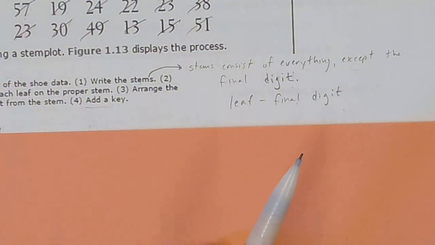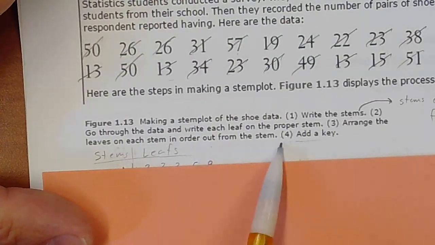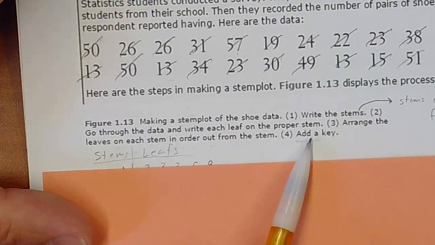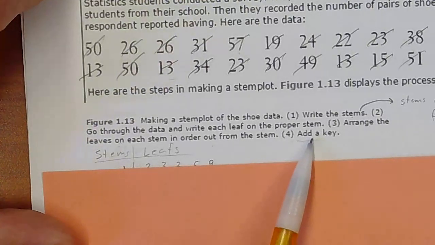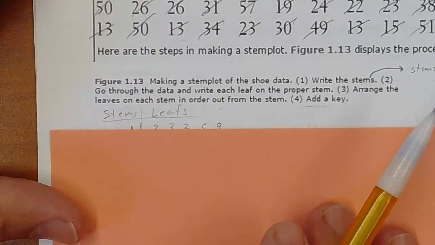Simply put, you always put this in order. It says arrange the leaves in order from the stem. We also have to make sure we add a key. That is something that will be expected on your assessments. They'll mark you down in May if you don't.